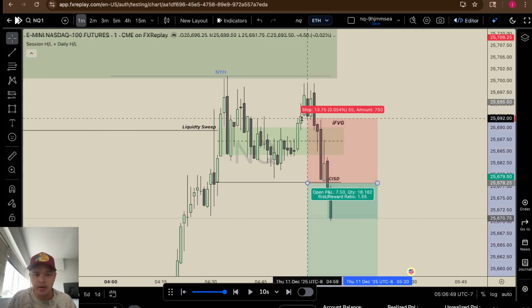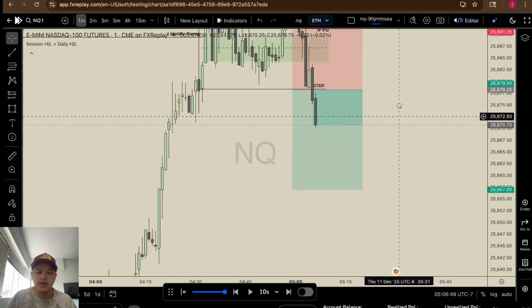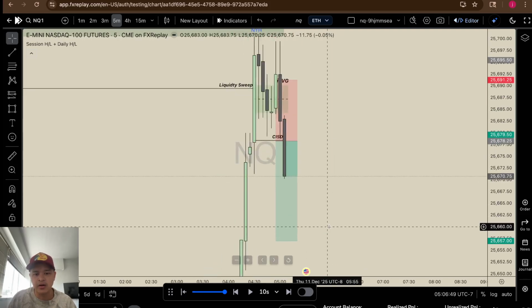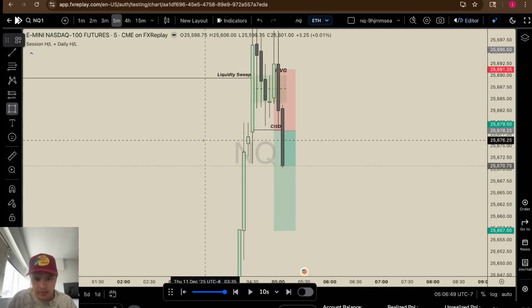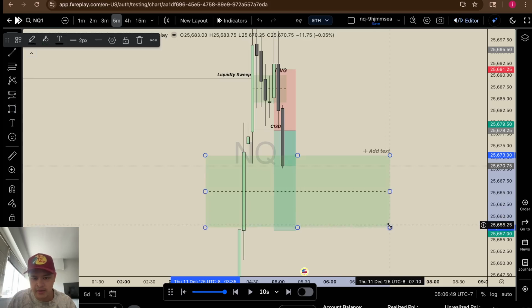Okay, stop loss is gonna be slightly above the liquidity sweep, and for the target, you go on the 5-minute chart and look for a 5-minute fair value gap. There's a massive one here, guys. Big 5-minute fair value gap. You see that?